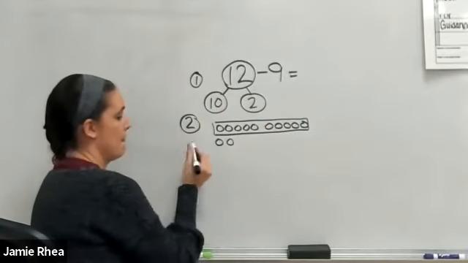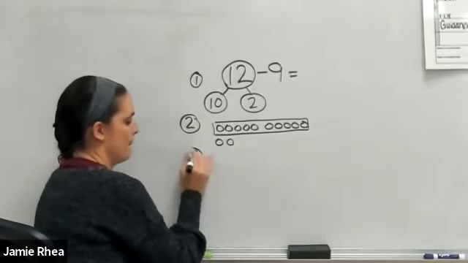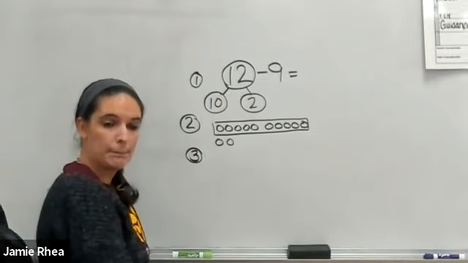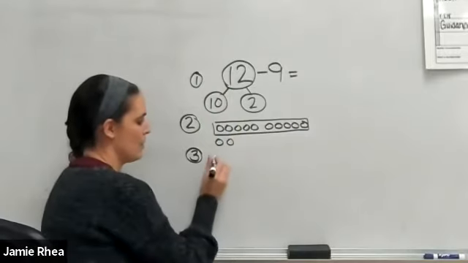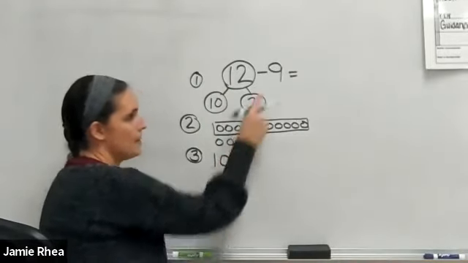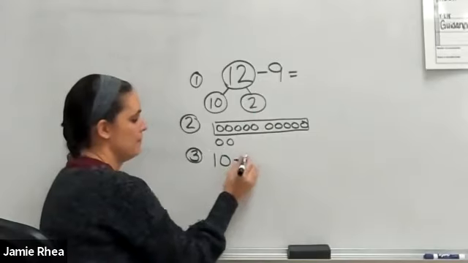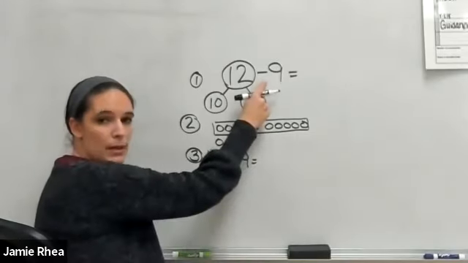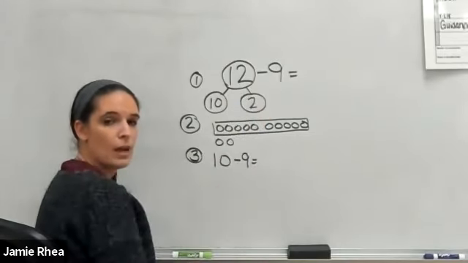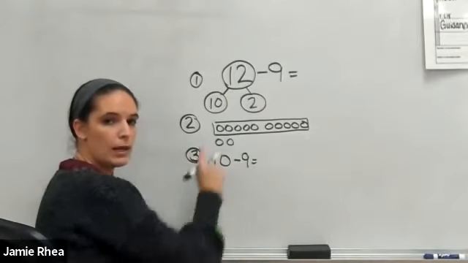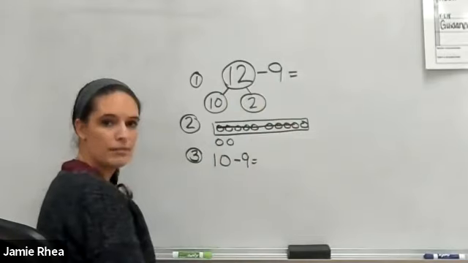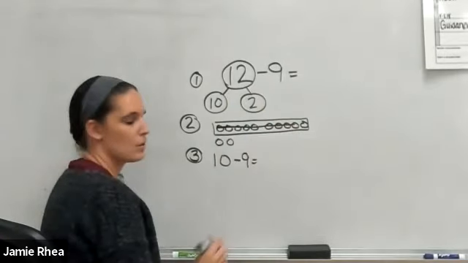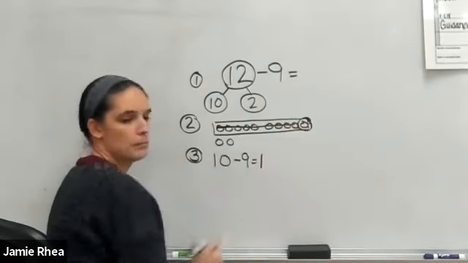Step 3. I got to take 9 away. What am I taking it away from? My 10 or my 2? Taking it from my 10. So I'm going to say 10 minus my 9. This is where I'm getting my subtract 9. And I can either solve it in my head or I can mark it out. So I'm going to mark it out. How many do I have left? Just the 1. Here's my 1 right there.